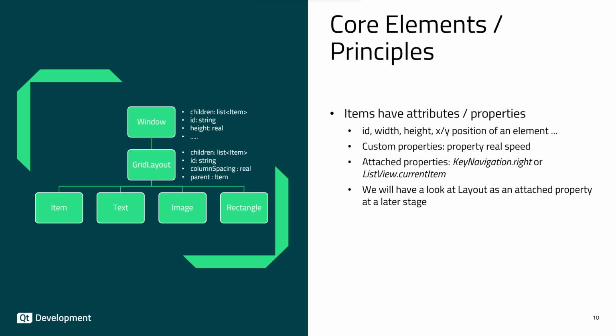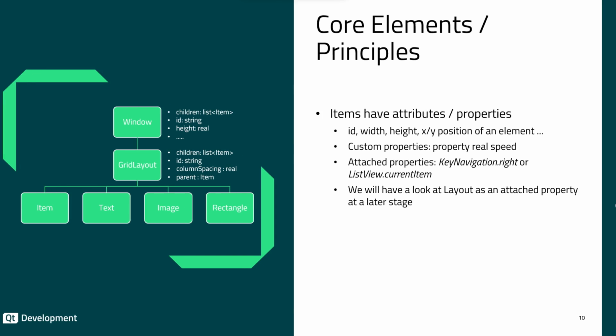You may also create your own custom properties, such as property real speed, which will hold a speed value as a real in a property related to an item. There is also the concept of attached properties, for example KeyNavigation.right, which lets you define how an item behaves if the right key is pressed, or ListView.currentItem, which enables you to define a certain behavior if a specific item is highlighted in a list view. In order to identify which properties are already present, you can of course have a look in our reference documentation.